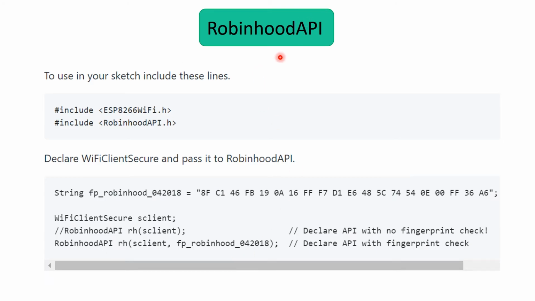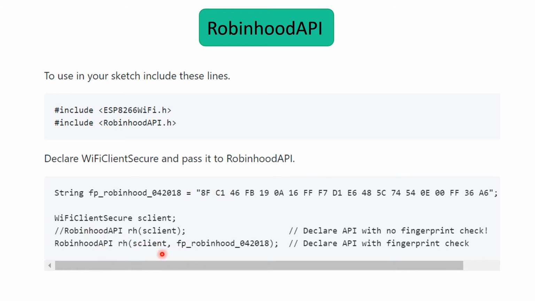So how to use this particular library? The Robinhood API needs to be included first. After installation, include it. Get a fingerprint of Robinhood's website. You can get the fingerprint using a link. I have supplied the link here as well. What it does is query whether this particular fingerprint is exactly the fingerprint of Robinhood. If it is, then it retrieves the data. Again, this is not required. This is just to double check that you are actually connecting to the correct server.